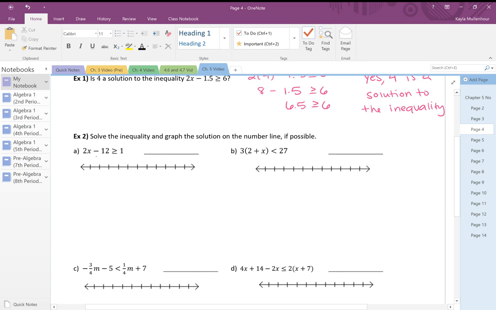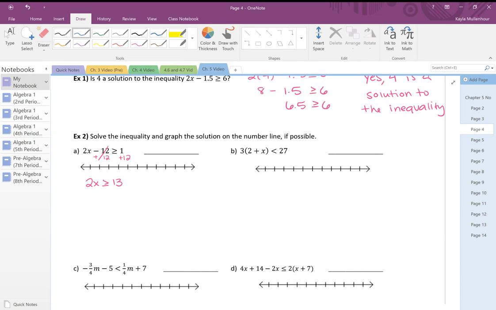So starting with A, we're going to want to add 12 to both sides to get the variable by itself. And we get 2x is greater than or equal to 13. Dividing both sides by 2 gives us 6.5. So x is greater than or equal to 6.5. Remember, just pick a line, call it 6.5. This is going to be a closed circle going to the right.